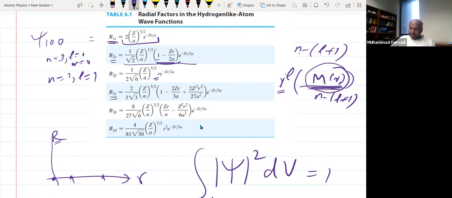For 3s, we have a polynomial of degree 2, and for 3p, we have a polynomial of degree 1, and then the one r is coming from outside, because there was r to the power 1 over here. Similarly for 3d and so on.